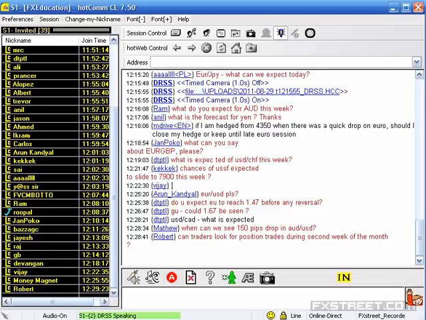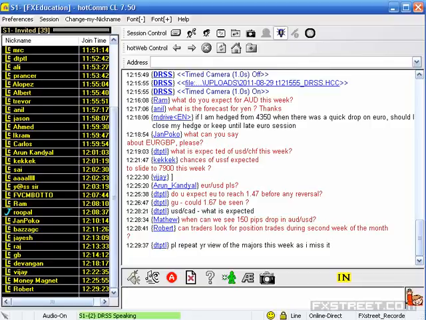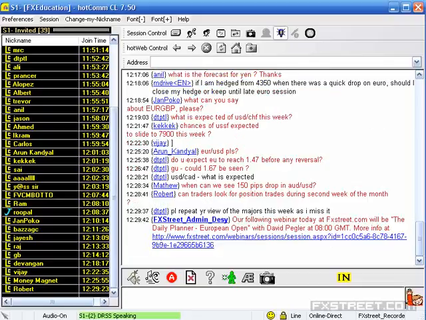Then Matthew, when can we see 150 pips drop in Australian dollar? Very soon we should be able to see it because they consequently gained the levels in the case of Australian dollar for 2 days, Friday and Monday. Then all the gains could be lost by tomorrow and day after tomorrow.